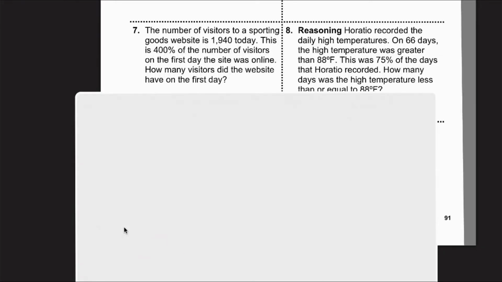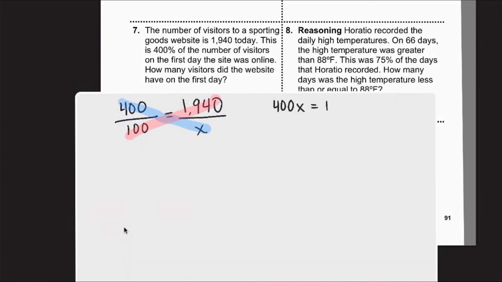Okay, so what we're going to do is start off by saying 400% is the same as the amount of visitors they got, which is 1940, over, we don't know how many they got on the first day. Now, just like before, we're going to cross multiply. So we'll have 400x is the same as 194,000.